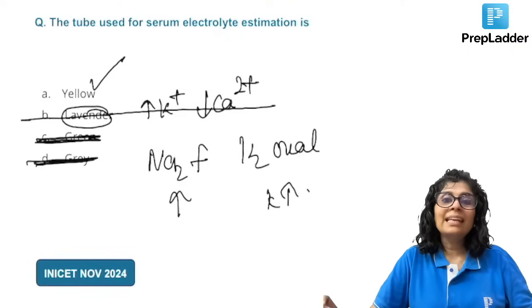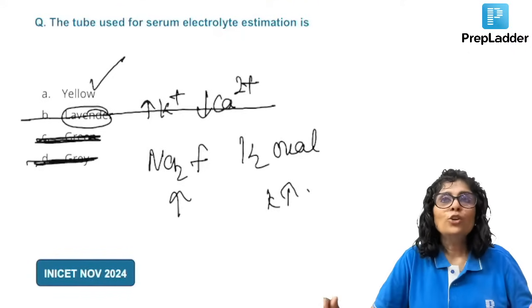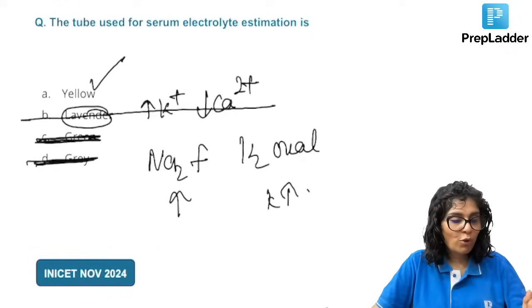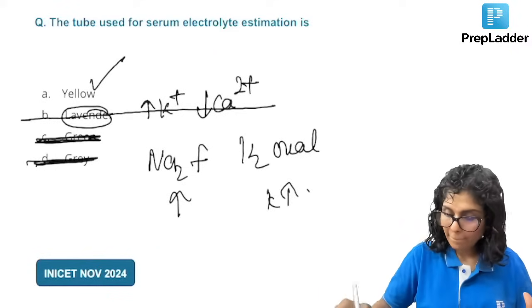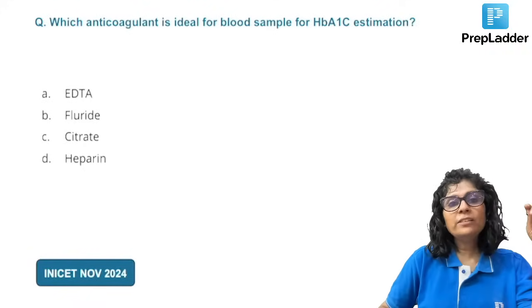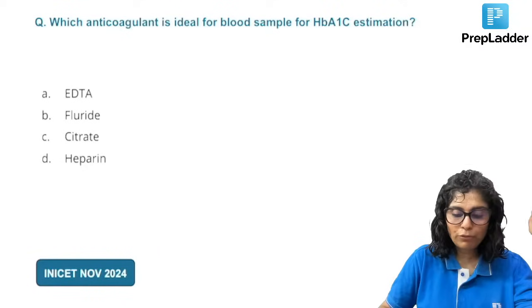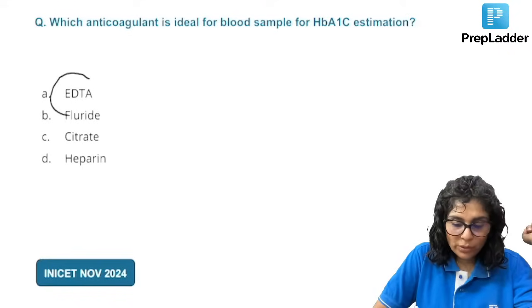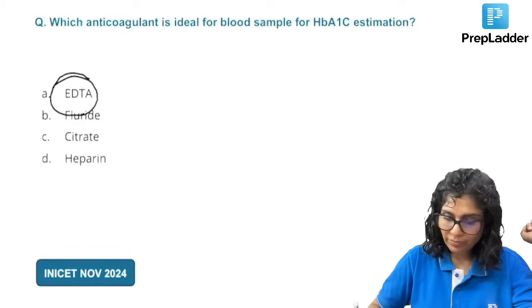Not when it is a lab, not when it is a home collection. In all these cases, there will be false low values. Do you get it, Twinkle? Another question based on the tube: which anticoagulant is ideal for a blood sample for HbA1c estimation? For HbA1c, it is EDTA.